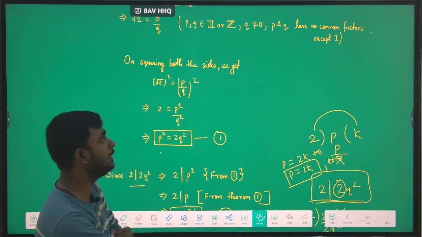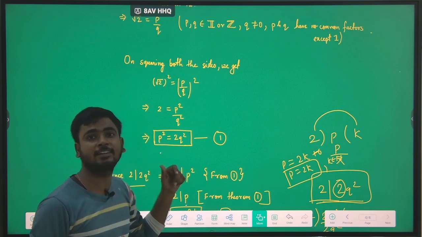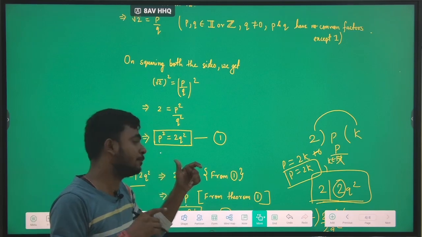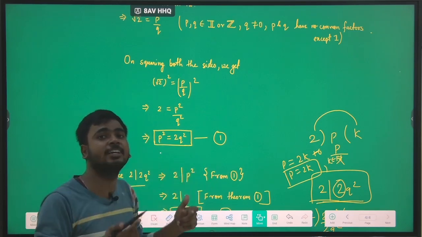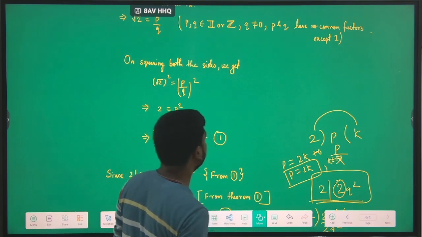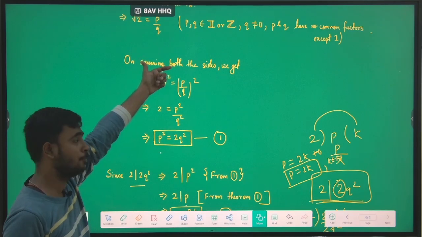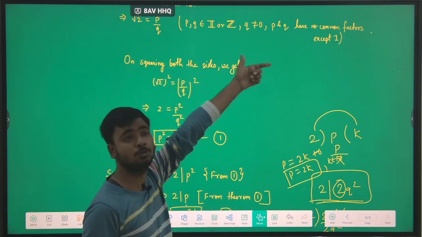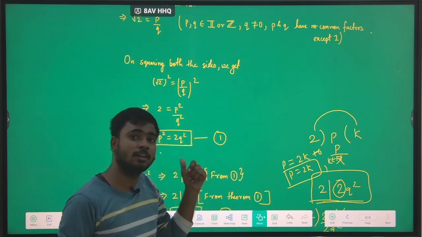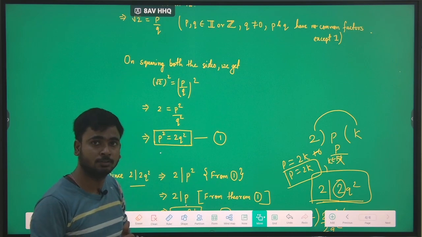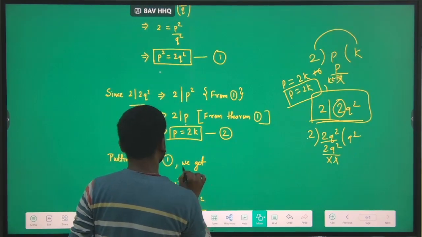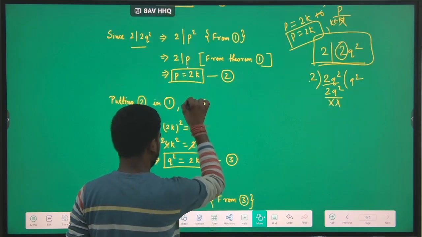So what I am saying, we have got one more factor, that is 2. Since we got 2 divides p and 2 divides q, that means 2 is one more factor other than 1. So we are getting a contradiction. If root 2 was a rational number, it has to follow that it has only one common factor. But what I am saying, that it has the other common factor as 2. Okay. So that is why we can say that it is not following the condition for a rational number.